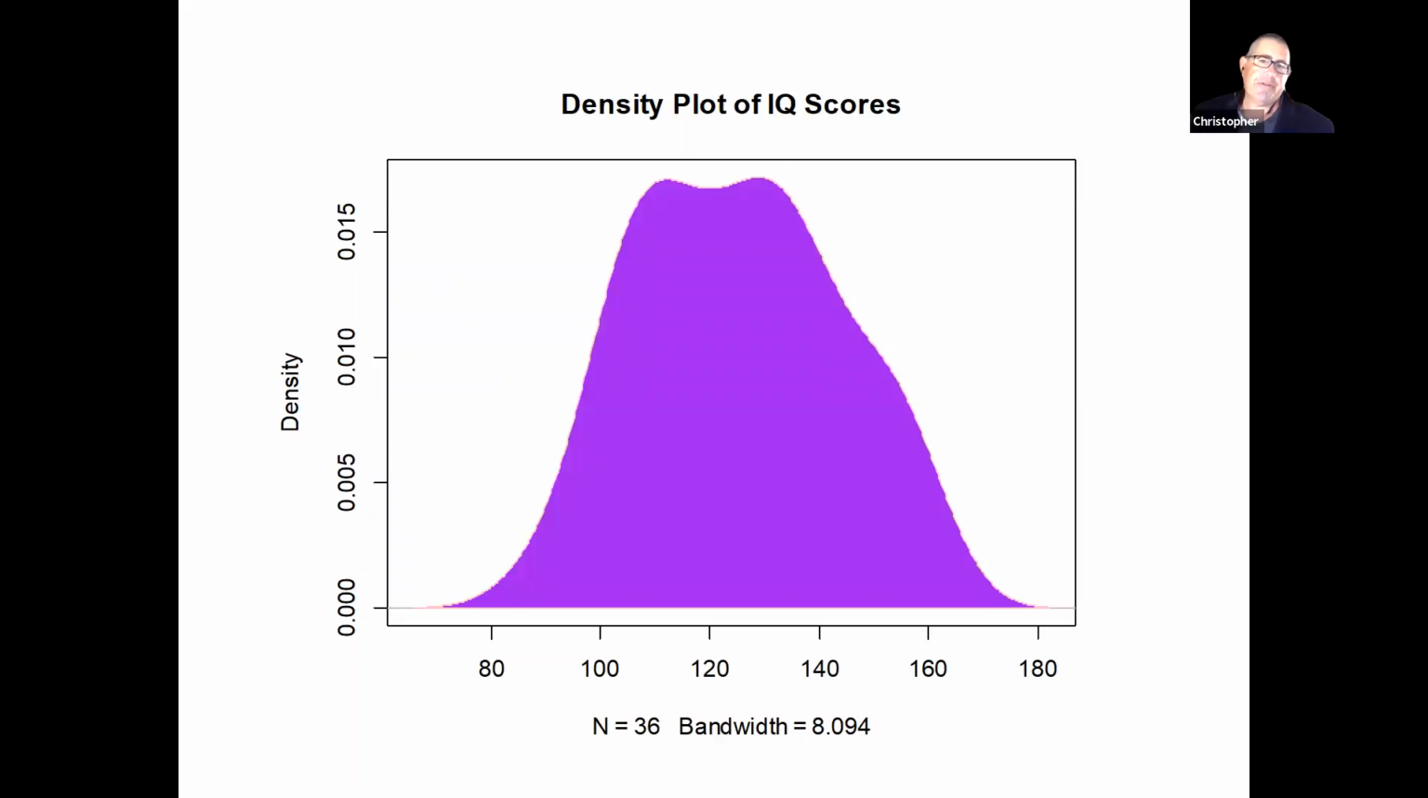Here's a density plot of those same IQ scores. And again, you can see it's got the same information. You can still see, yeah, the biggest bulk of the scores is between about 110 and 140, but you can see how scores are spread out as well. So it's just a different way to represent those values.